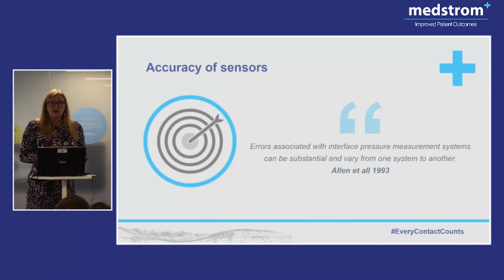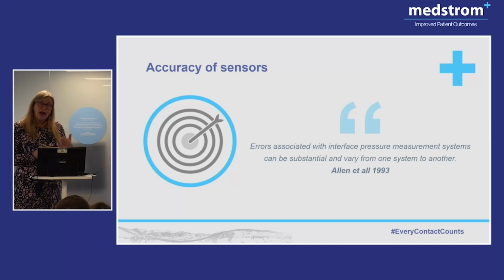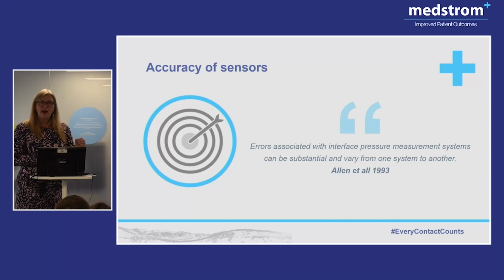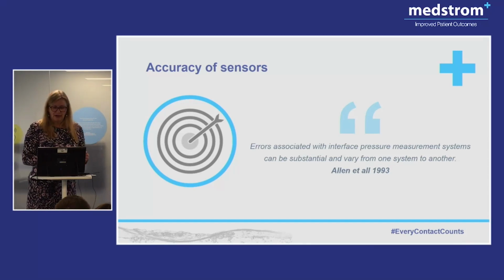The sensors themselves have a degree of error. Everything we do has a degree of error, doesn't it? And we need to think about the accuracy of the sensor. So any pressure monitoring system that is being used, the manufacturer's instructions will tell you the degree of error on this: 1%, 2%, 20%, whatever that might be. And they vary substantially between the systems. So that's a question you need to ask. Which system did you use? What's its degree of error?